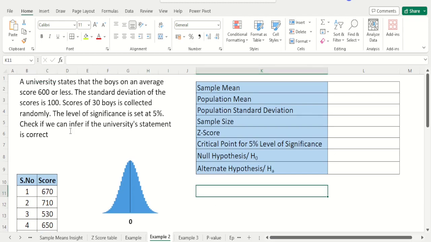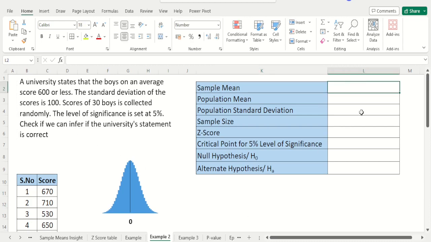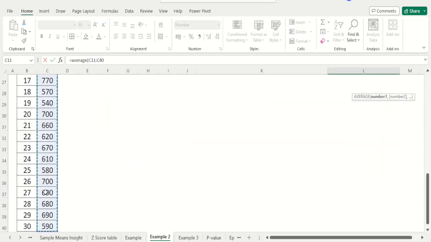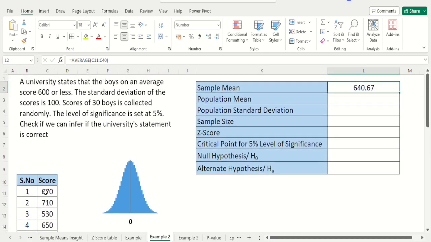So we have the scores of 30 boys collected randomly. The level of significance is set at 5%. Check if we can infer the university statement is correct, okay? So again, you start off with a sample mean. Your sample mean is the average of these numbers. The number comes out to be 640, okay? What's the population mean? The population mean is the claim of the university that students generally score 600 or less. That's our population mean. The standard deviation is given as 100, based on some historical knowledge that the university has. What's the sample size? The sample size is 30, okay?